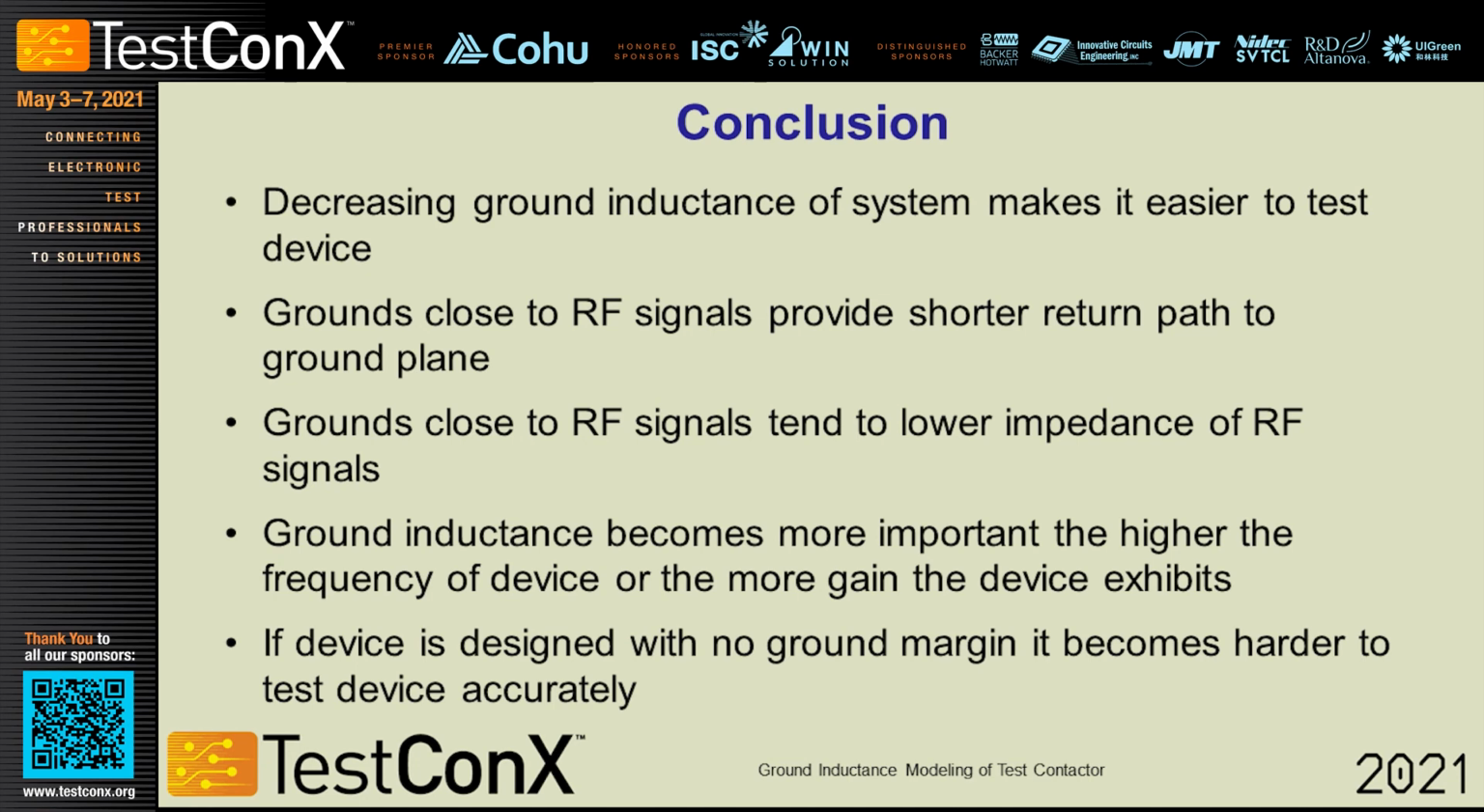And typically, if you want to get the ground inductance a little bit closer to that of the whole system, you also have to take into account that you may have some peripheral contacts that are also grounded. These will be farther away from the device, so the paths are longer, but they still will lower the effective ground inductance of the system.